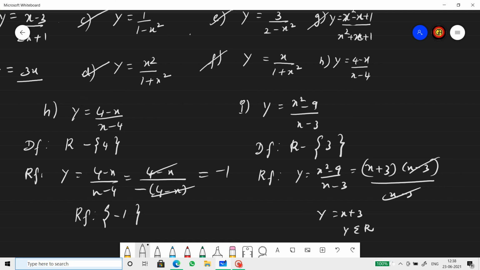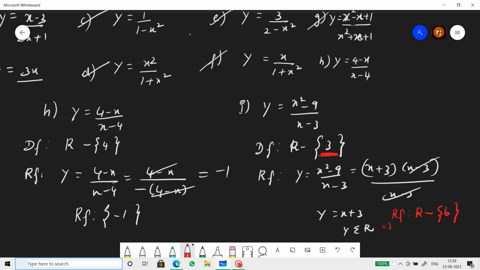No doubt about it. But we have excluded a particular number in the domain. We said the domain is all real numbers except 3. So when I don't take 3 as x, there is no chance of getting 6 as y, because when x is 3, y is equal to x plus 3, so that means y is equal to 6. So the domain will be all real numbers, and the range will be all real numbers except 6.